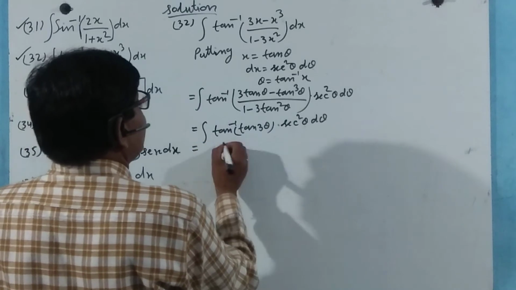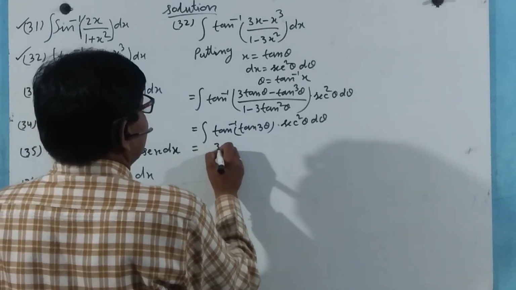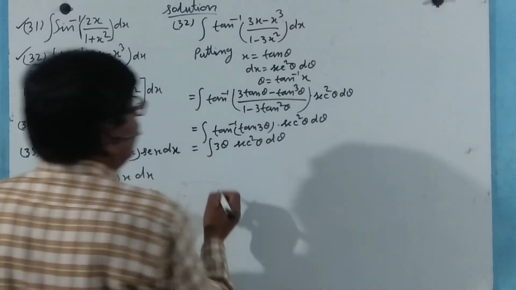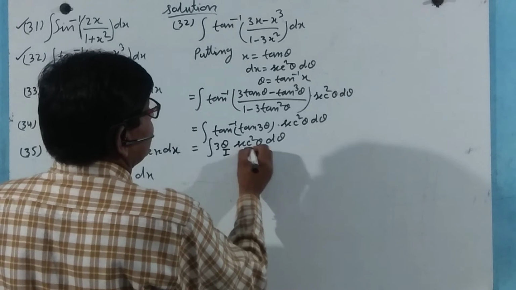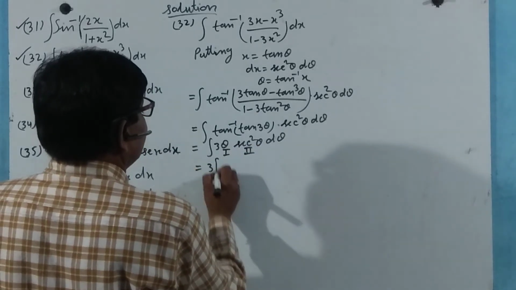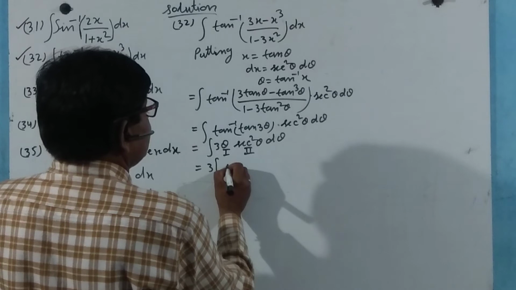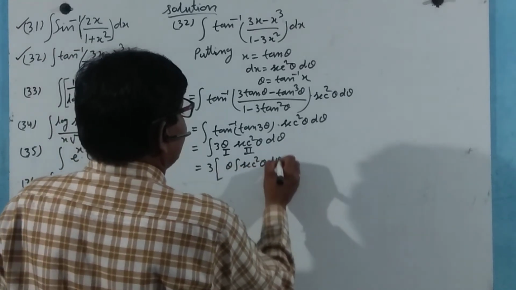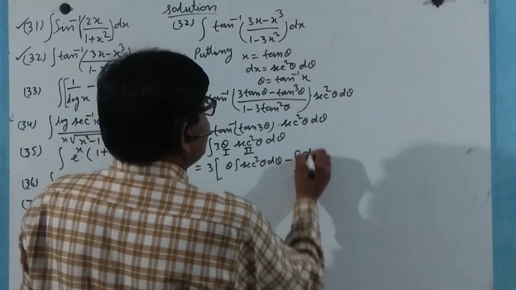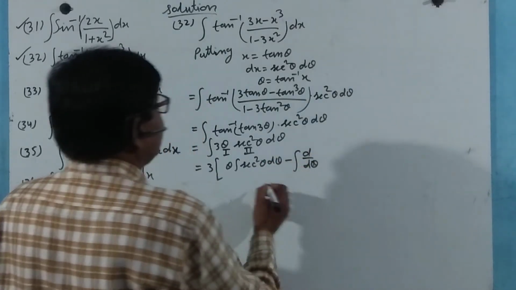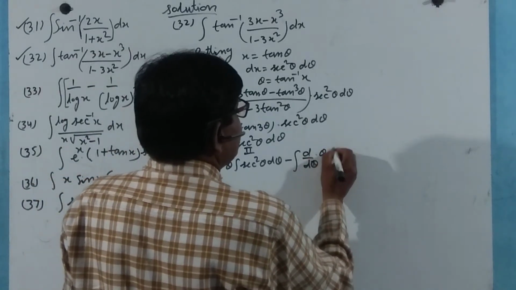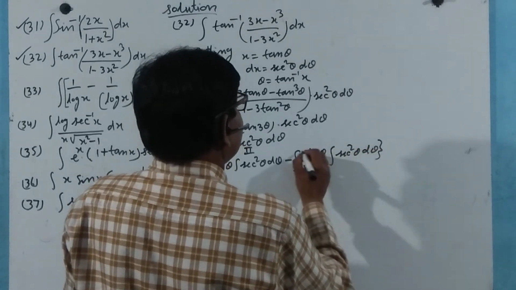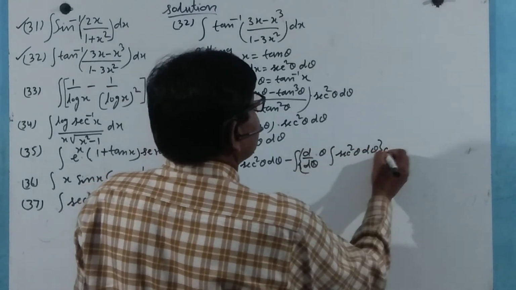Now this is simply equal to 3 theta integration of sec square theta d theta. Taking this as the first term and this as the second term, we use integration by parts: 3 theta, the first term, into the integration of the second term sec square theta d theta, minus the integration of the differentiation of the first, d by d theta of 3 theta, into the integration of the second, sec square theta, and the integration of the whole function d theta.